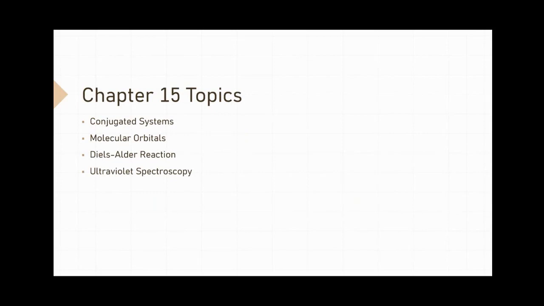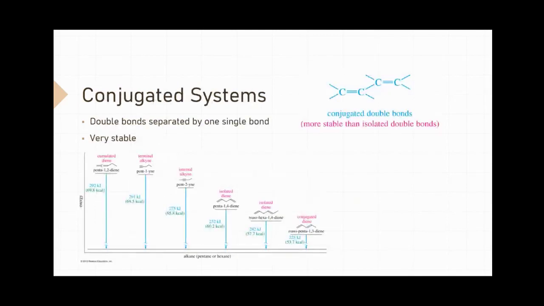Alright, so chapter 15, a big part of this is conjugated systems, Diels-Alder, and molecular orbitals. So conjugated systems are just double bonds separated by one single bond. So when you have a sequence like this, this is going to be a conjugated double bond. And when it's conjugated, it takes less energy to form. So here, this would be a stable kind of double bond.